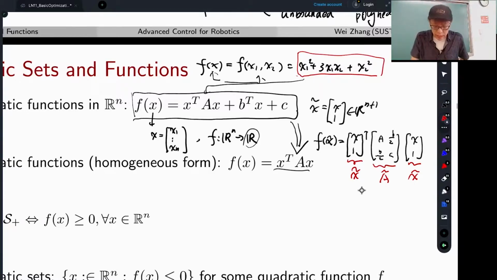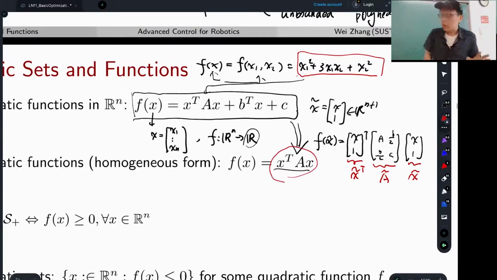So overall, you will have x transpose Ax, this x tilde transpose, right? So you have a standard quadratic function without a linear and a constant term. You can always do this by introducing homogeneous coordinates. So sometimes we will directly focus on this form. If it's not this form, you can make it into this form. All right, let's take a break.